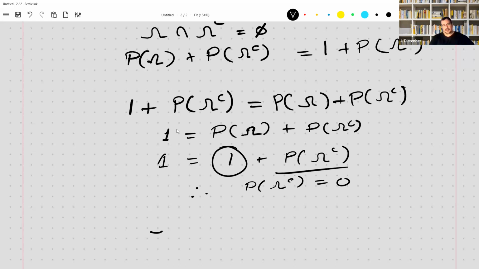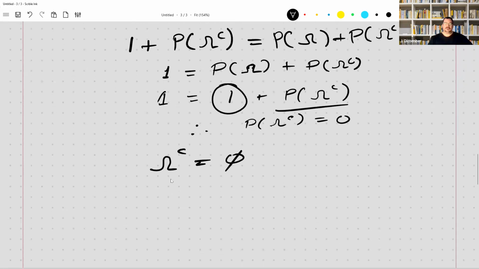And one more thing here is, what is this complement of omega? Well, we said that omega is the sample space and that it includes every possible outcome, so that anything that's not in omega is not a possible outcome. So in other words, this is the empty set, or the null set, if you like.